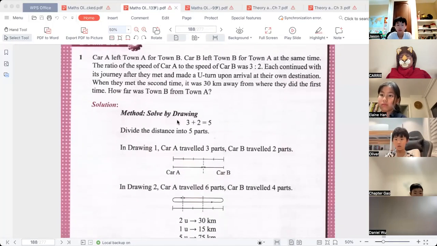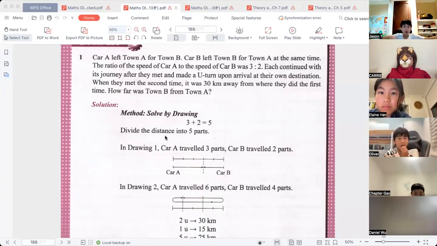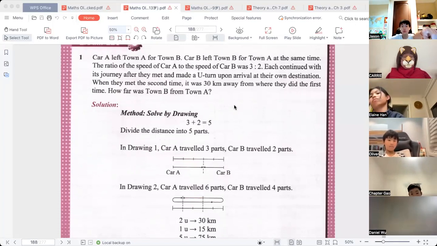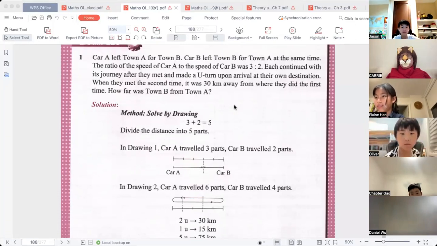So let's take a look at this one. The solution said we want to divide the distance into 5 parts. Why 5 parts? Not 6 parts, not 7 parts. Because there are 5 parts total in the ratio, because the speed of car A and car B is 3:2.